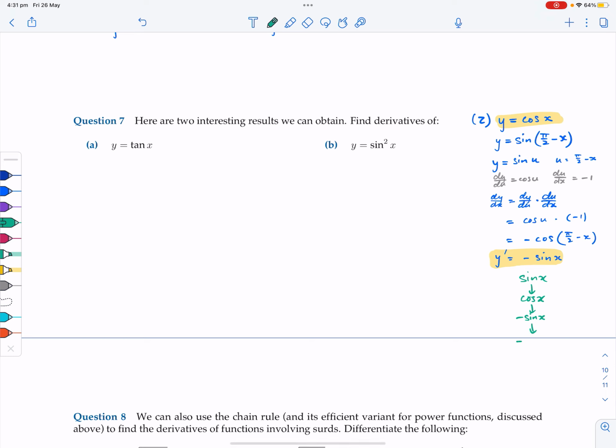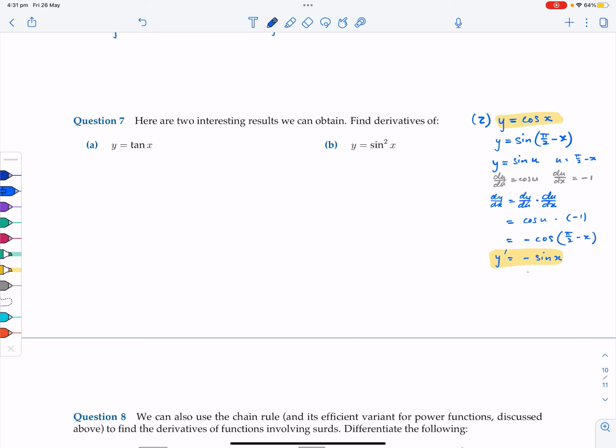That differentiates to negative cos x. And then what's a derivative of negative cos x? Well, it's negative negative sine x, which is sine x. So there's actually an infinite derivative loop there. You don't need to know that for this chapter, but that's just interesting. You won't see the derivative of sine x in this chapter. I'm just including it because it makes these questions more interesting, so it helps you to learn the material better.